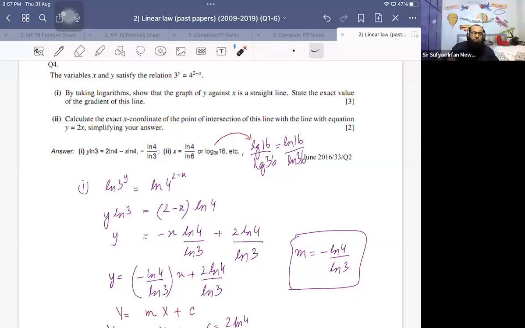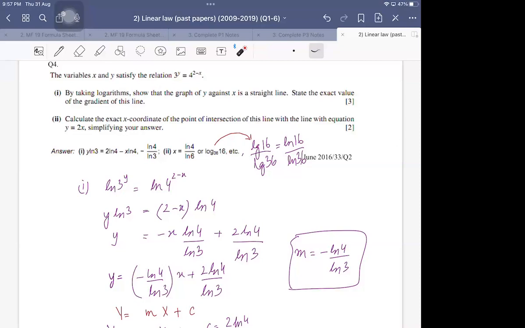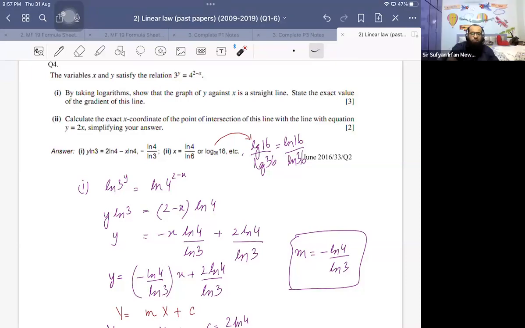Yes, Shavis. Are you able to understand it?